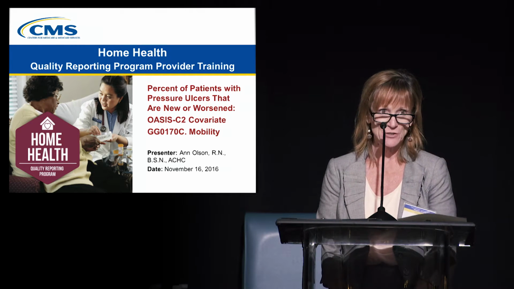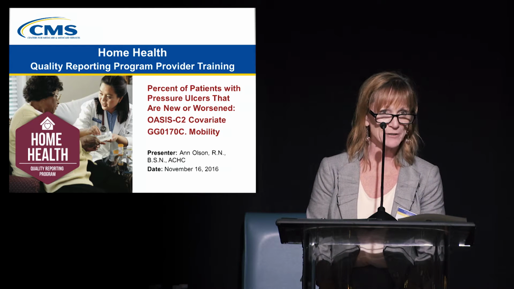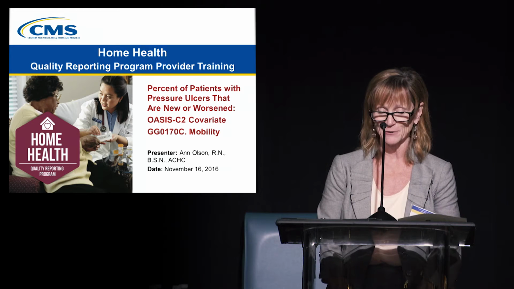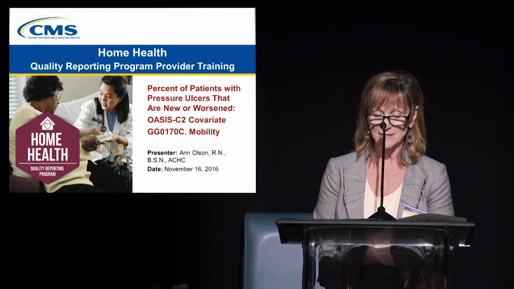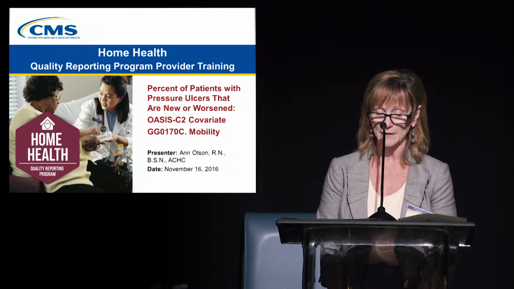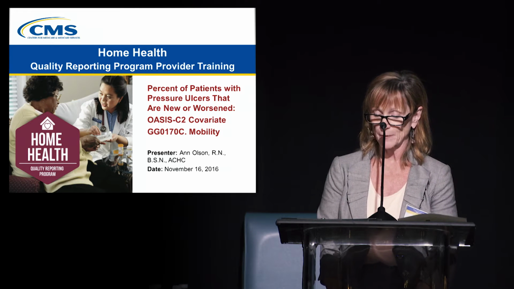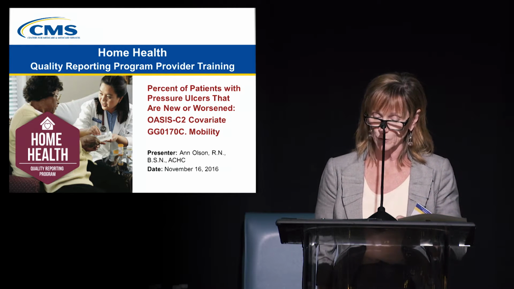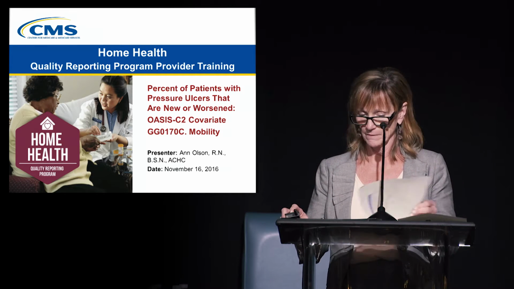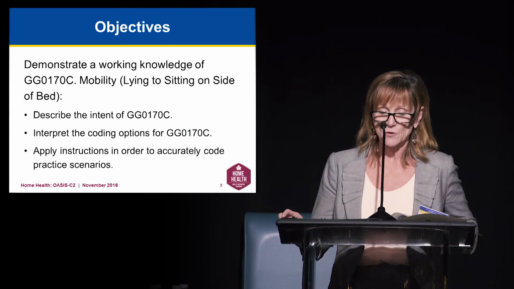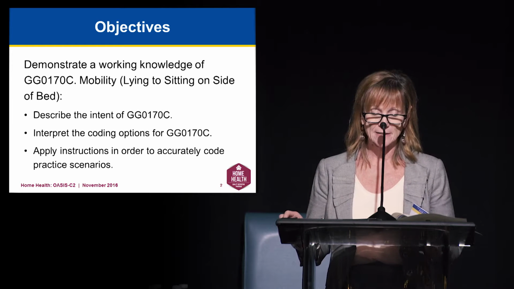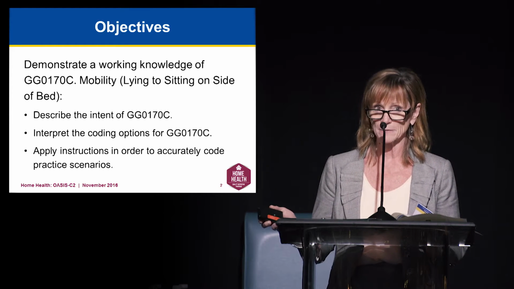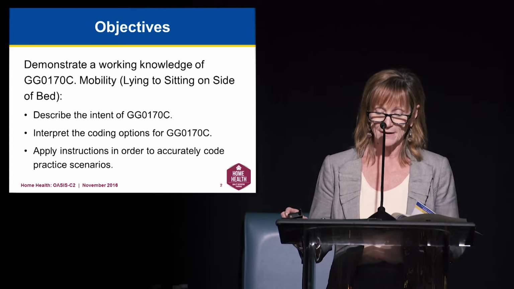GG0170C. As you've heard today, this is a new measure that is a covariate, and that's a popular term today, that does impact the quality measure for percent of patients that have pressure ulcers that are new or worsened. So what we're going to be talking about today is really demonstrating a working knowledge of this new item. I'm sure you've all heard about it. What is it?